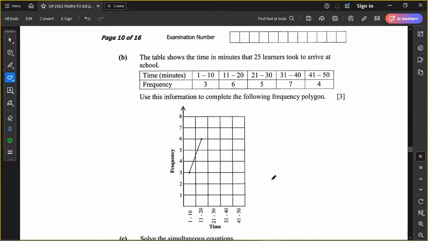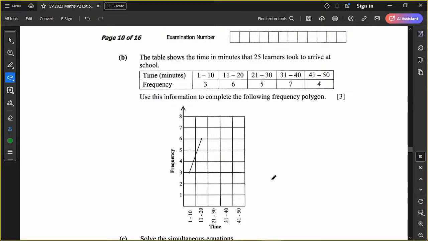Okay, we come to question 5b, which is: the table shows the time in minutes that 25 learners took to arrive at school. Okay, we have those who arrived between 1 to 10 minutes, there were 3, 11 to 20 minutes were 6, 21 to 30 minutes, there were 5, 31 to 40, 7, 41 to 50, 4 learners. Use the information to complete the following frequency polygon.